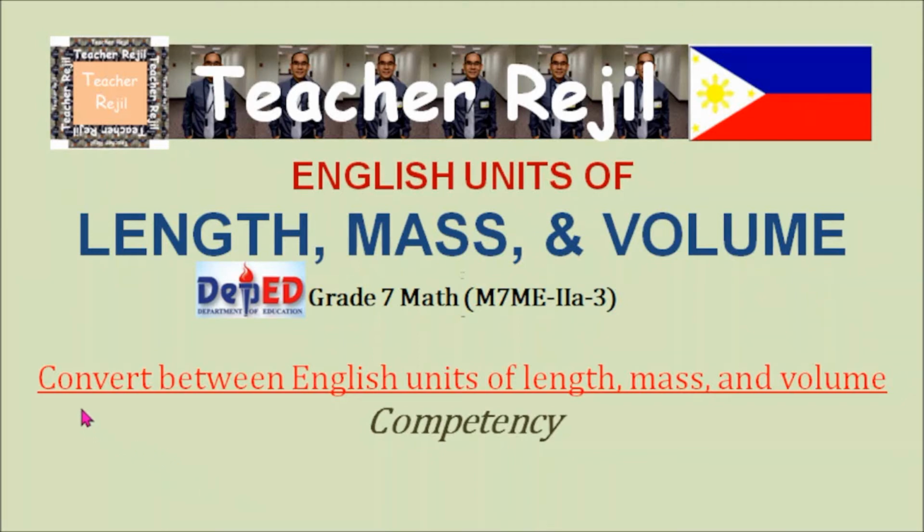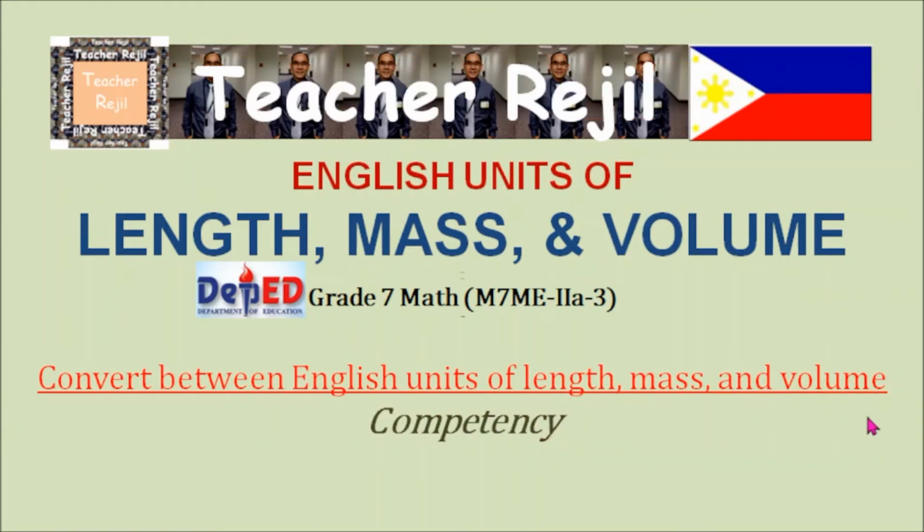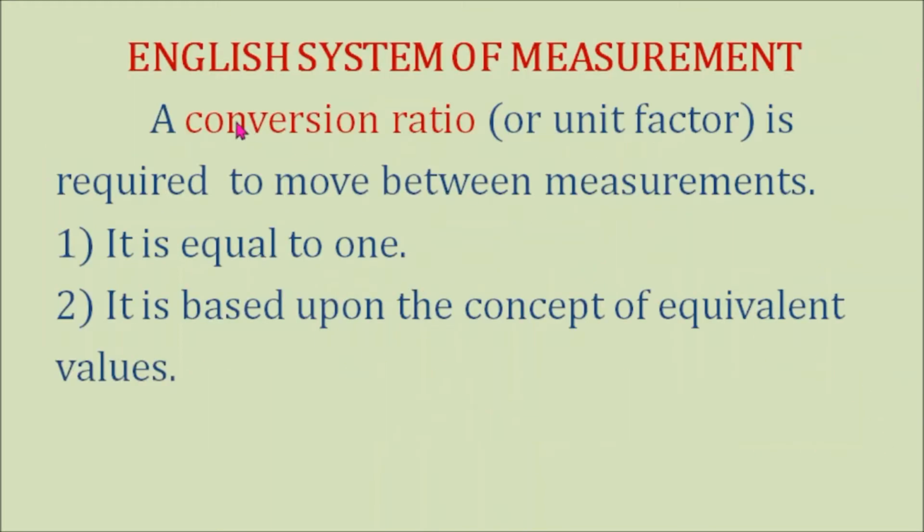The competency in this lesson is convert between English units of length, mass, and volume. A conversion ratio or unit factor is required to move between measurements. So this conversion ratio is equal to 1, and it is based upon the concept of equivalent values.